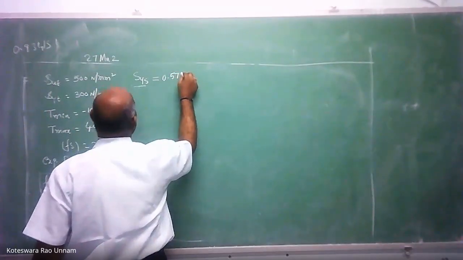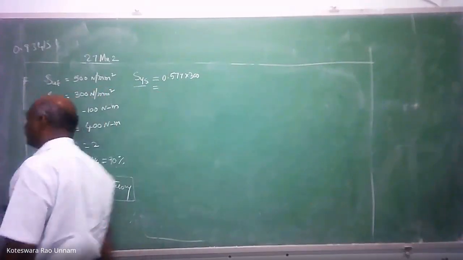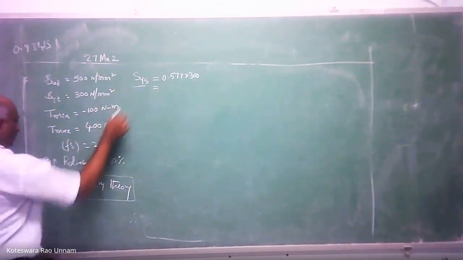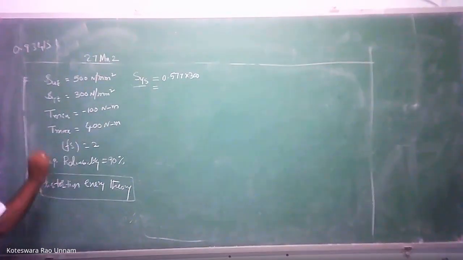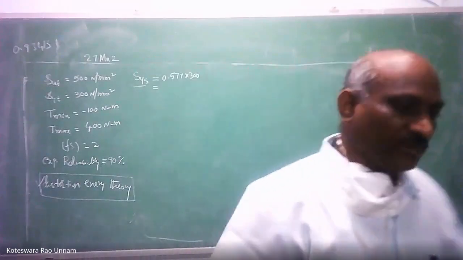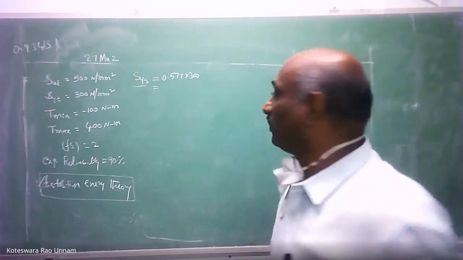So therefore, it is 0.577, and your SYT is 300. So now I'll get this as SYS. Okay, right. So that is the reason he has given this condition: to estimate this SYS. You need to follow distortion energy theory. After that, the remaining procedure is as per our modified Goodman's diagram.